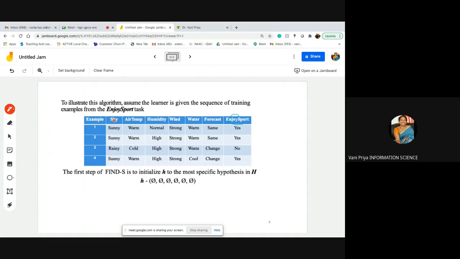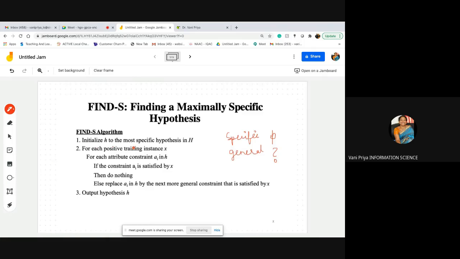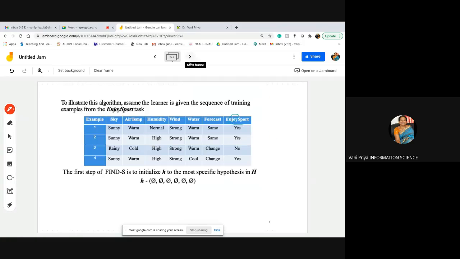So here how many attributes are there? 1, 2, 3, 4, 5, 6. So for all 6 attributes you assign null values. This is the first step: initialize h to the most specific hypothesis in H. Capital H denotes the hypothesis space, which is the set of hypotheses. Initially we have assigned all the null values to this hypothesis.